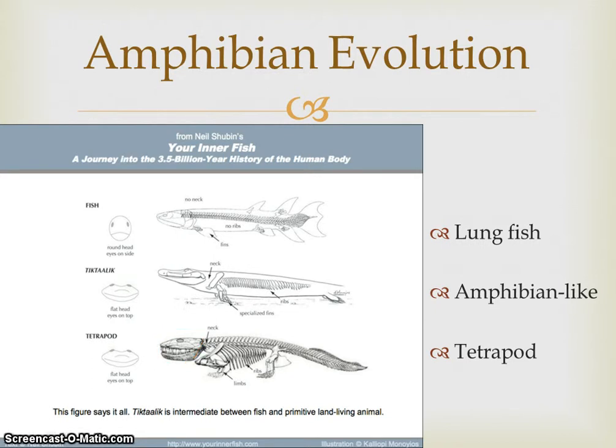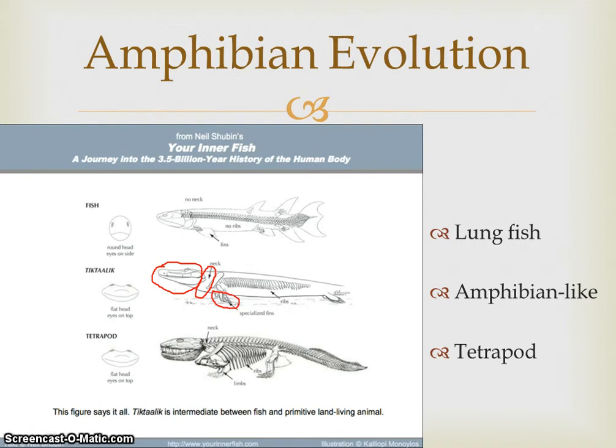In the middle you can see the amphibian-like transitional form, Tiktaalik. It has a flat head with eyes on top, just like the tetrapod, and it also has a neck, unlike the fish. But other than those, it still has mostly fish-like characteristics.